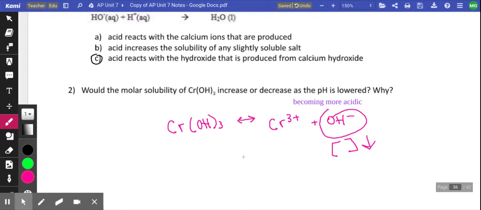That means that my reaction is going to shift to favor the production of these products here because I'm losing this concentration of OH-. I'm decreasing it. So if we shift to favor production of the products, we'll have more ions in solution and less of the solid, so the molar solubility should increase here. That molar solubility should increase.